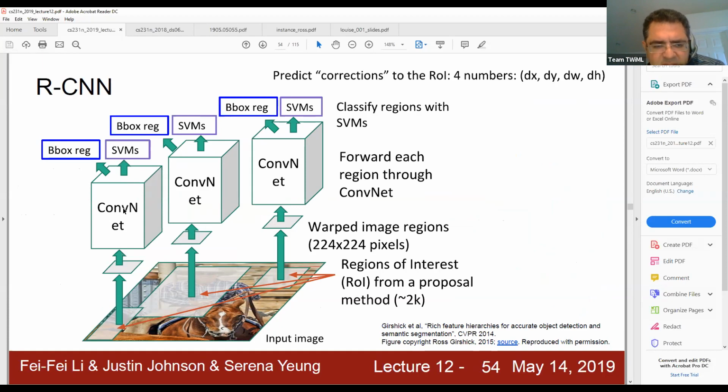So let's say your feature vector might be, say, 4096. It's just a vector of 4096 values. Okay, yeah. But this is quite old.